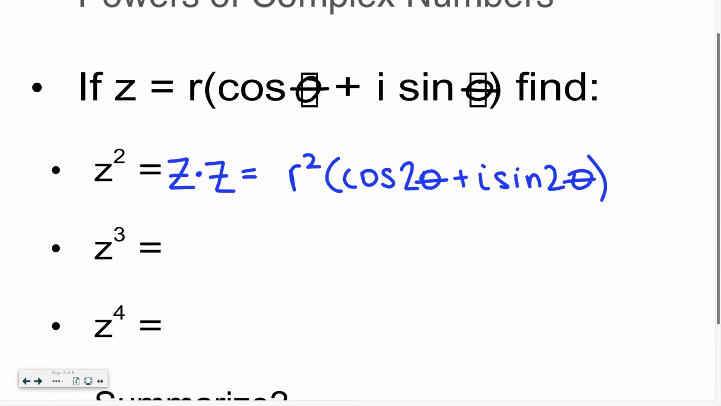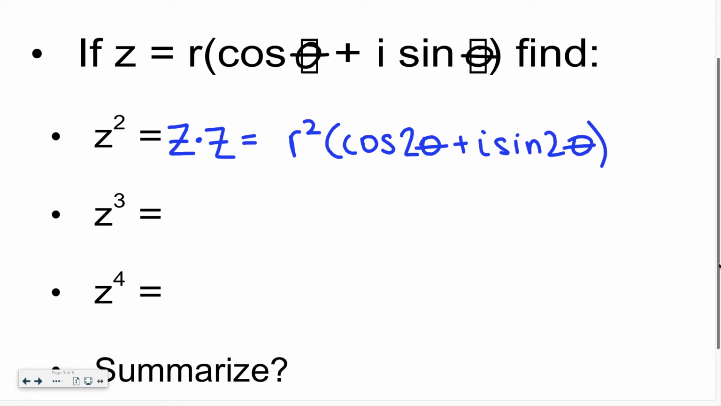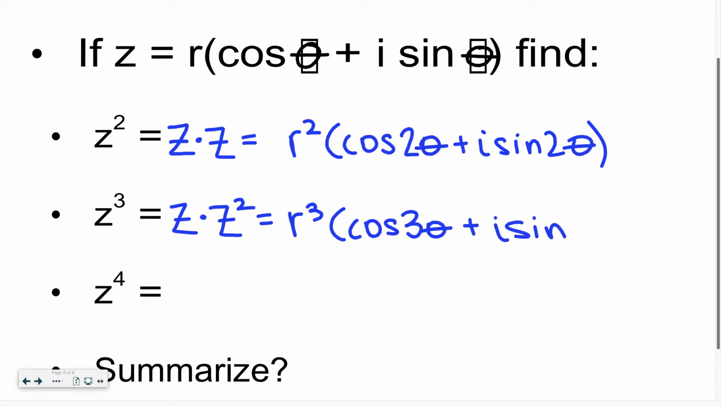Okay. Z cubed. Do you agree that z cubed is the same thing as z times z squared? Okay, so if we take this and multiply it here, when we multiply the r values, what would we get? Okay, and when we add our angles, what would we get? Okay, without following the multiplication rules, what do you think z to the fourth is going to be?